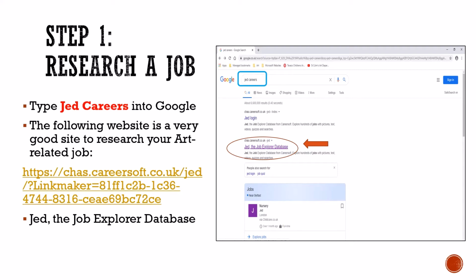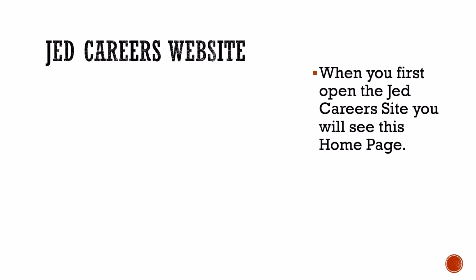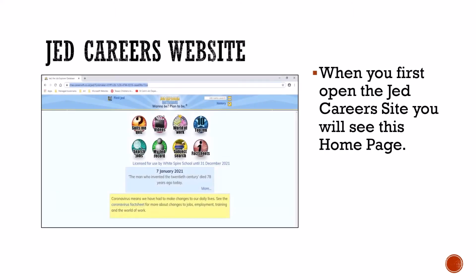Obviously, over time this might change, and you might even want to go into other types of careers websites to look at different types of jobs and what's involved in each of them. Okay, let's just look at the JED Careers website first. When you first open the JED Careers site, you will see this homepage, and what I want you to do is select Subject Search. It's indicated here in the picture.